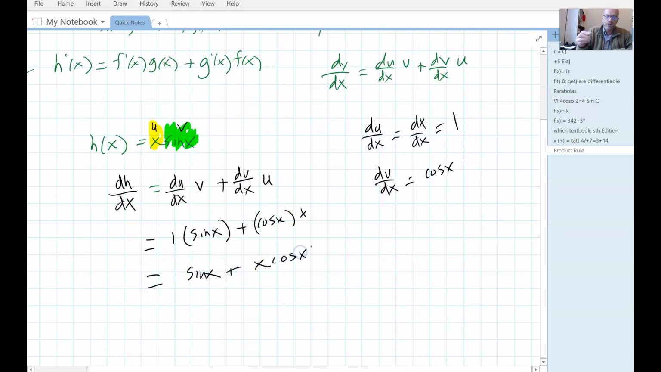We usually move the x to the front of the cosine so that we don't get the x confused, because we all know this would not be cosine of x squared. The cosine is surrounding the first x, and this x is being multiplied on the outside of the cosine, so it's better to write it like this, x cosine x. Okay, so there's an example of the product rule.